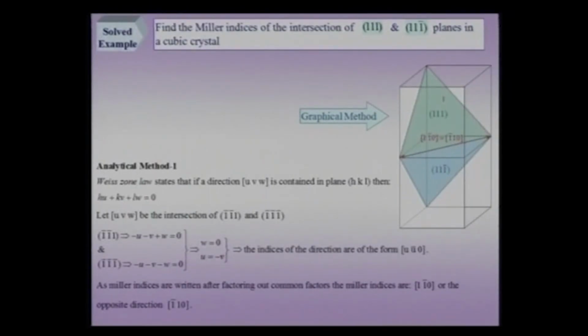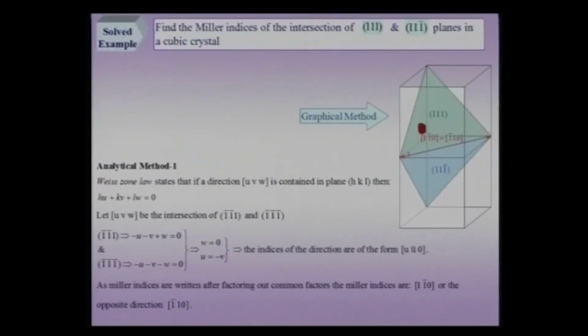So you can see the (111 bar) plane has intercepts as 1 along the x axis. So my origin is somewhere here, and this is my x axis, this is my y axis, z axis. Therefore it has intercepts 1 along the x axis, 1 along the y axis, and minus 1 along the z axis. So graphically you can see that these two planes, the blue plane and the green plane, intersect along this line.